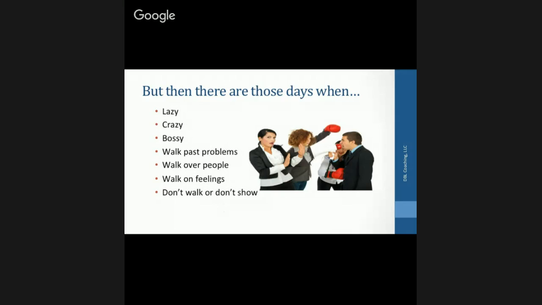So there are those days when your dream team turns into lazy, crazy, out of control, too timid, too bossy, too sassy, when they walk past problems, or when they walk over people, or when they walk on feelings, or when they don't walk at all and they don't even show up for work. That's what you don't want.